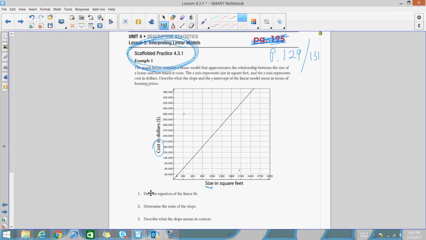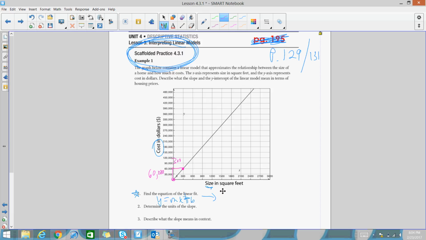So here we go. Find the equation of the linear fit. Question number 1 says, write the equation in y equals mx plus b form. So we need to know our m, and for m you want 2 points. Now look here, it starts at 0, 0. That's a great point to start at. If you look at all these, you're looking for good points on the line. This one actually does work right here. So my slope is going to be up 60,000 and over 300.